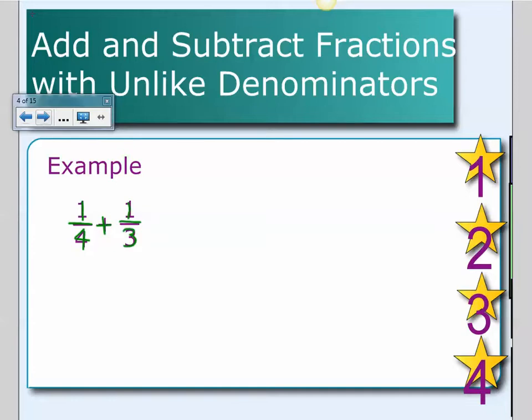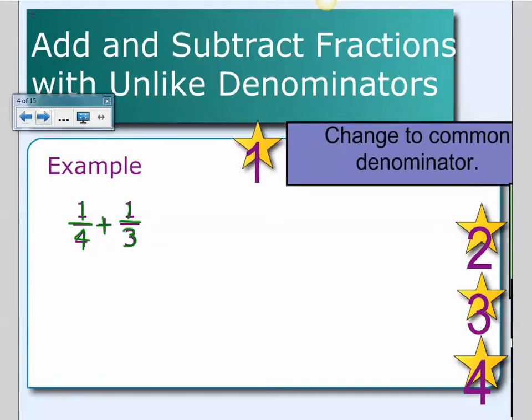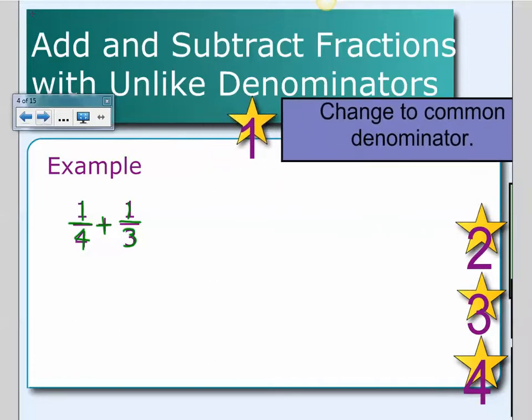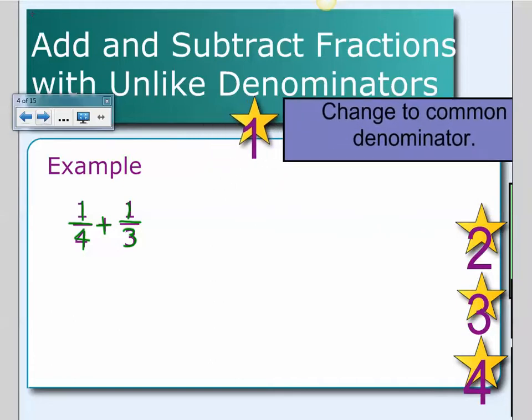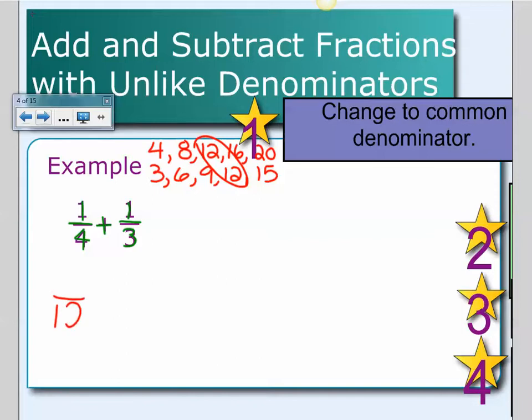What we're going to do is step 1, which says change to a common denominator. So I need to figure out what's something I can make both 4 and 3 into. Well, I know I can make 4 into 4, 8, 12, 16, 20 to name a couple. I know I can make 3 into 3, 6, 9, 12, and 15 to name a couple. It looks like 12 is the smallest thing I can make both of them. So we are going to find a common denominator of 12.